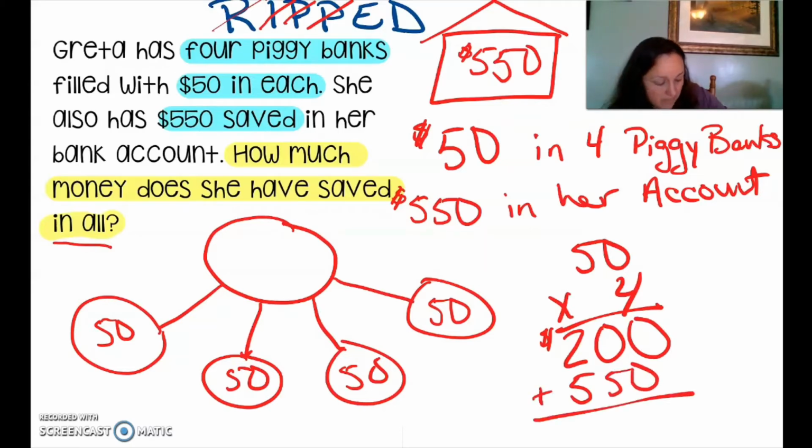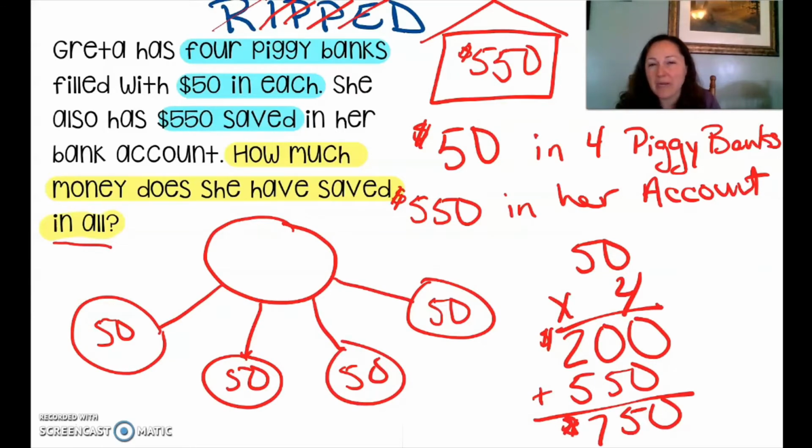Put that together. So I have 0, 5 plus 0 is 5, 5 plus 2 is 7, $750. We executed. Does it make sense?